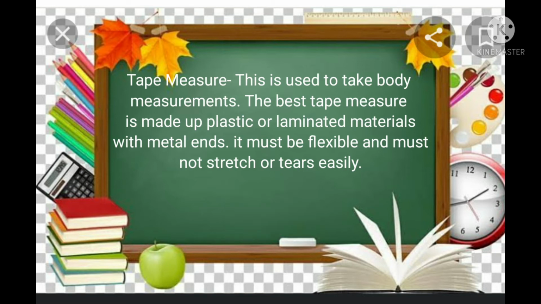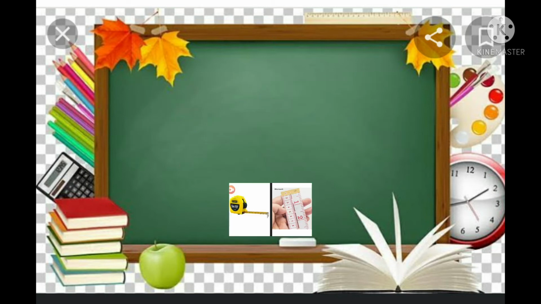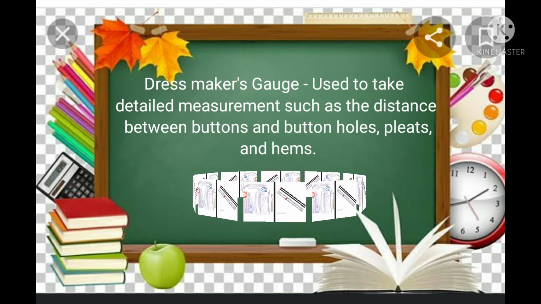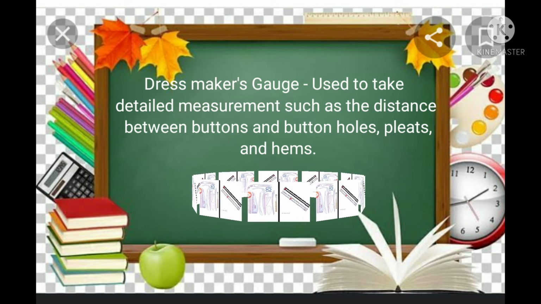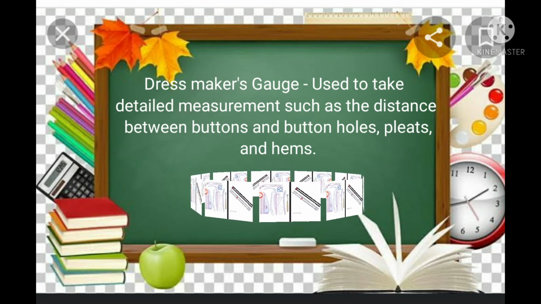The best tape measure is made of plastic or laminated materials with metal ends. It must be flexible and must not stretch or tear easily. Dressmaker's gauge is used to take detailed measurements such as the distance between buttonholes, pleats, and hems.